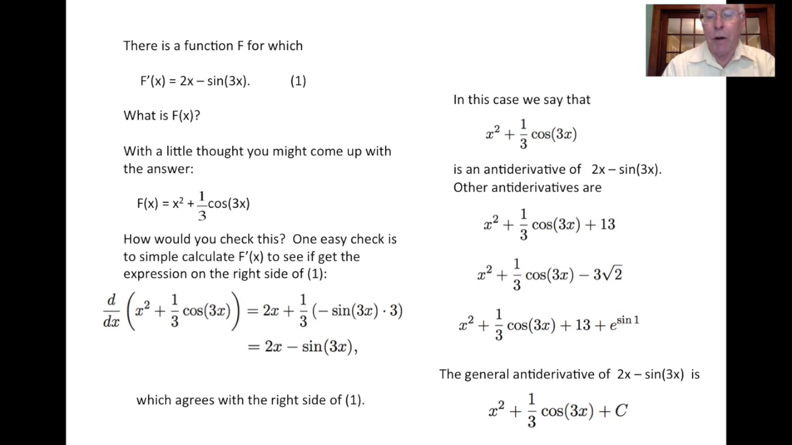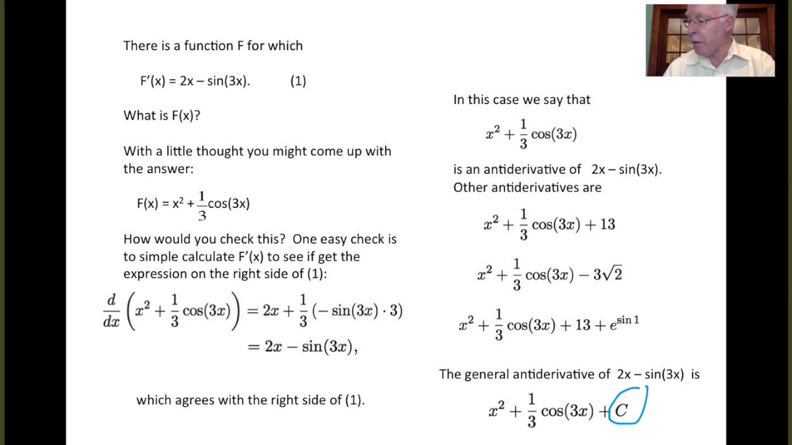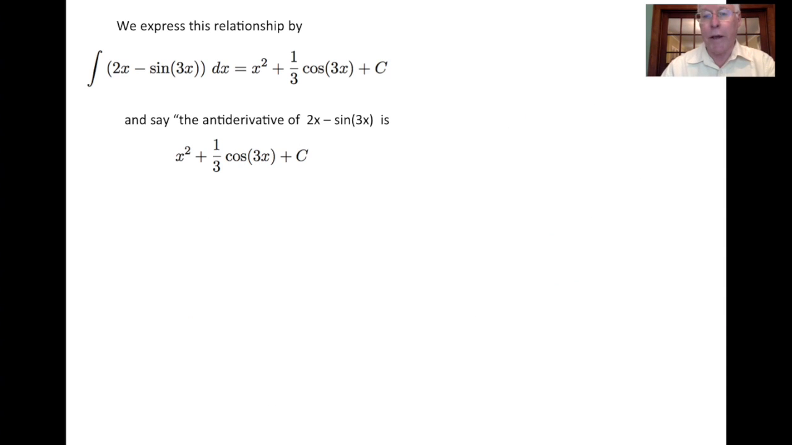Because of this, we say the general antiderivative of 2x minus sine 3x is given by x squared plus 1/3 cosine 3x plus, we usually write capital C, and the capital C here is called a constant. In fact, it's called the constant of integration. We're going to see it's important to include this plus C when you do an antiderivative problem. It does have implications in physical problems that we'll look at later on.